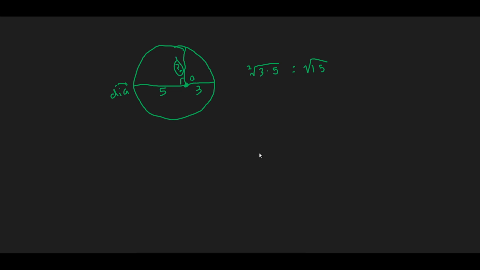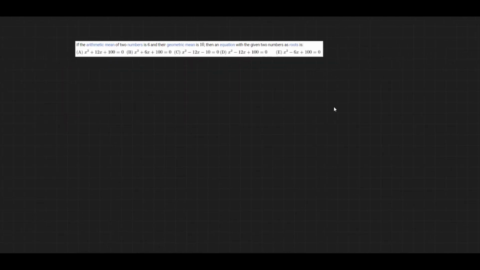And now we'll work on a little more difficult problem. This one's from the AMC 10 or the AHSME. So the question is asking, if the arithmetic mean of two numbers is 6, let's say the two numbers are a and b. Arithmetic mean a plus b over 2 is 6, and their geometric mean is 10. So the geometric mean would be the square root of a times b, since there's two numbers, is equal to 10.